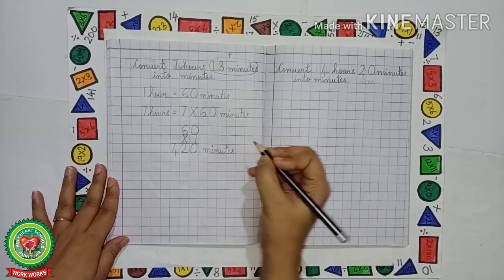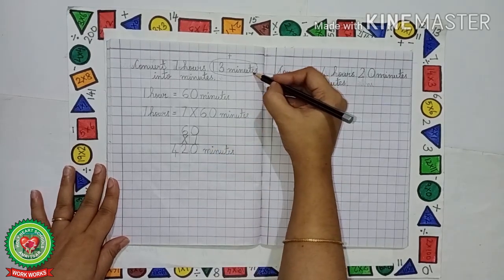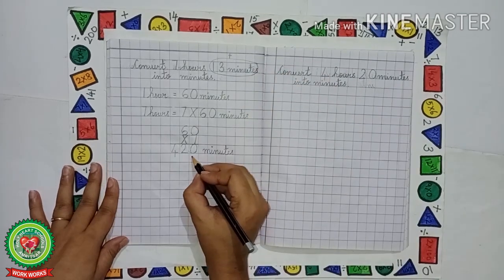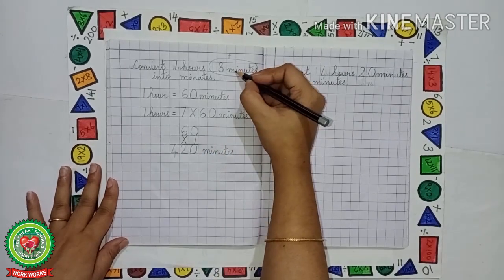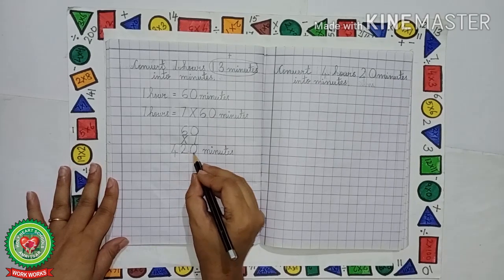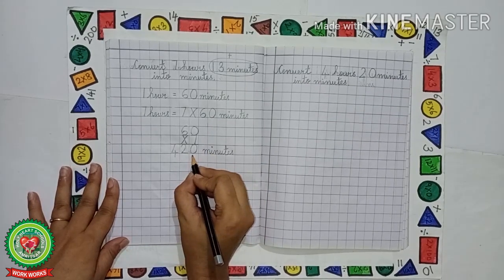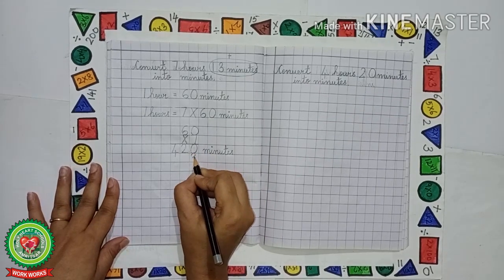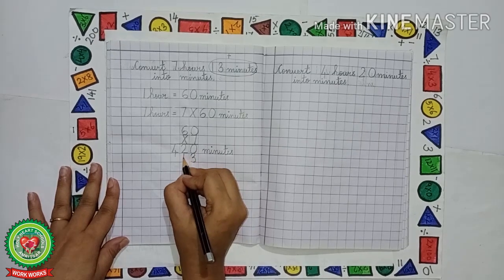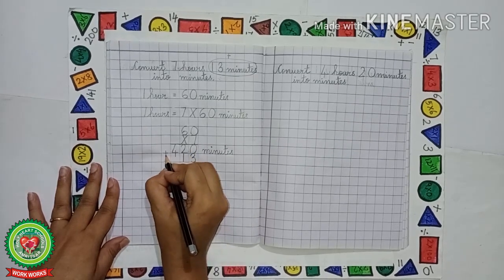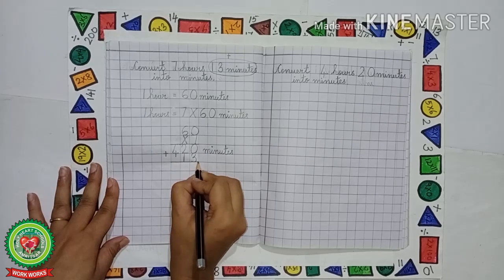Now kids, what is left? 13 minutes is left. So what we will do? We will add this 13 minutes to 420 minutes. So let us write over here below 0, 3 and below 2, 1. We will put the plus sign. Now let us add.